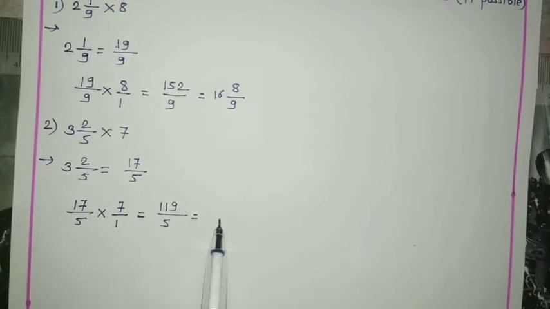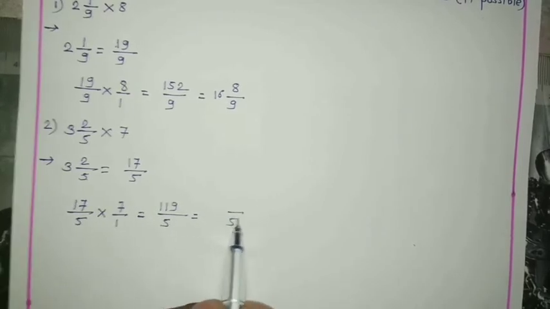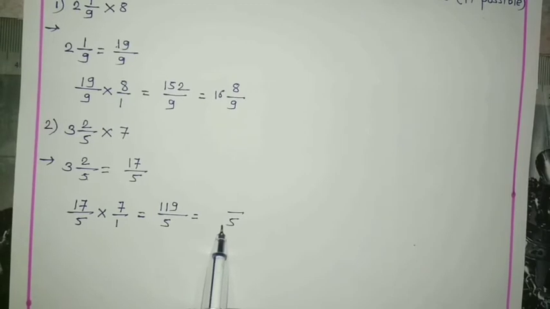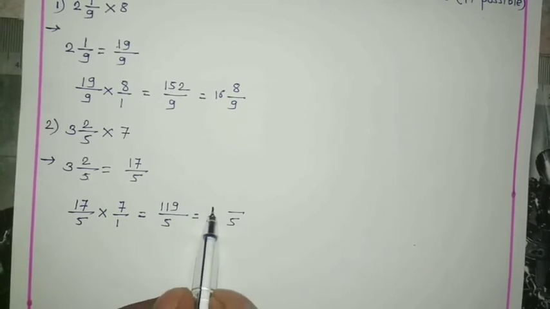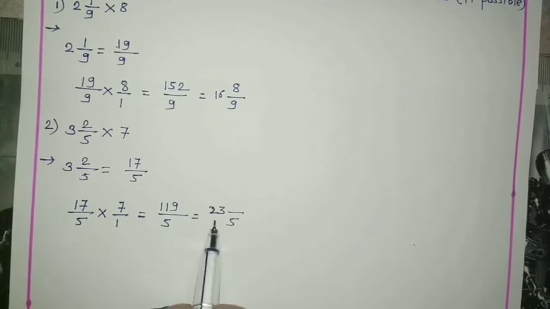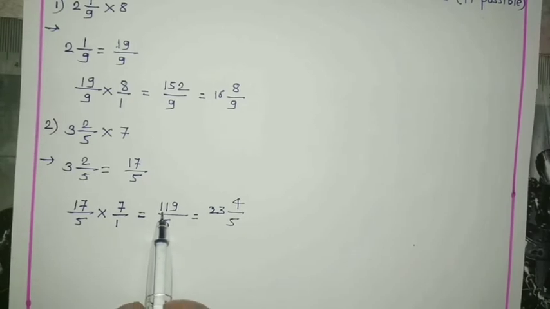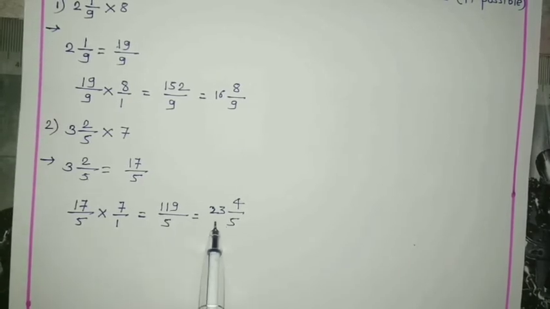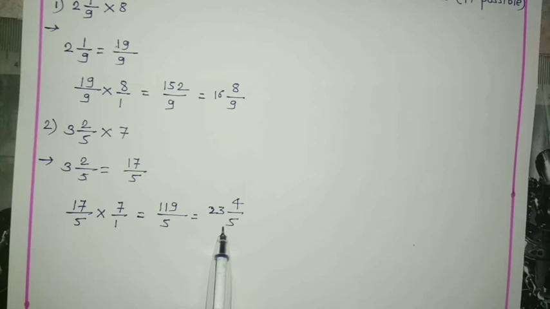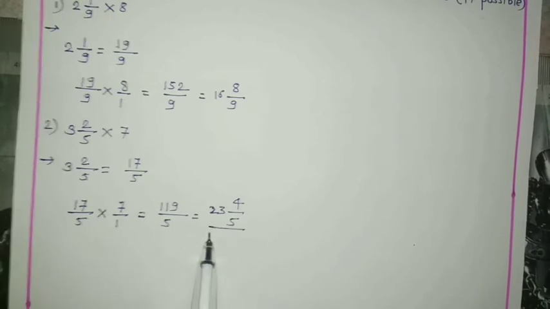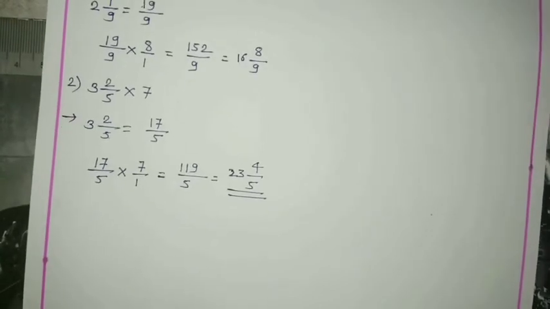So we have to convert this into a mixed fraction. So we know that 5 stays as it is. So 23 fives are 115. 23 fives are 115. So 115 plus 4 is 119. So we convert this 119 divided by 5 into 23 4 by 5. So this is the mixed fraction of this 119 divided by 5. So we get this mixed fraction.